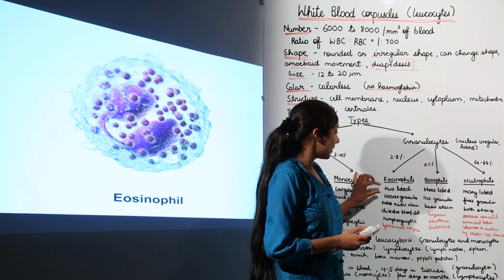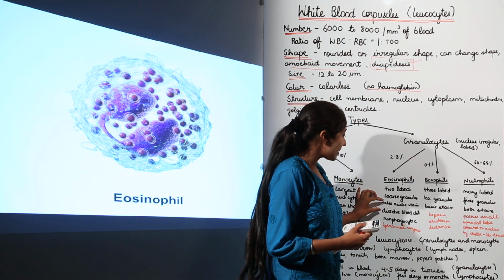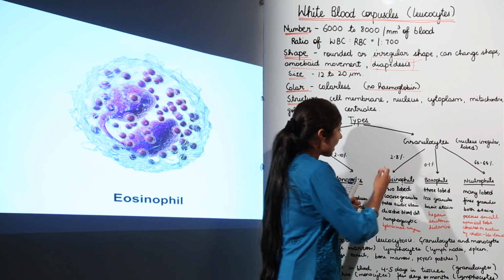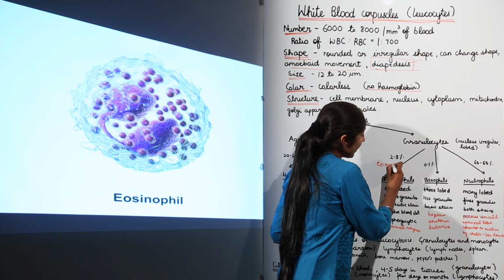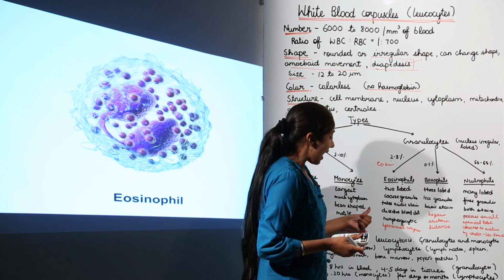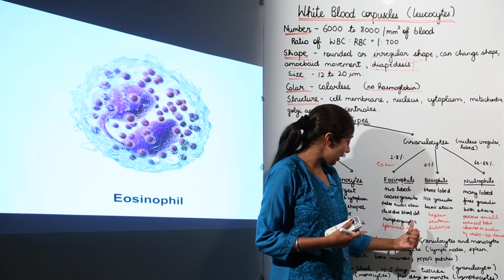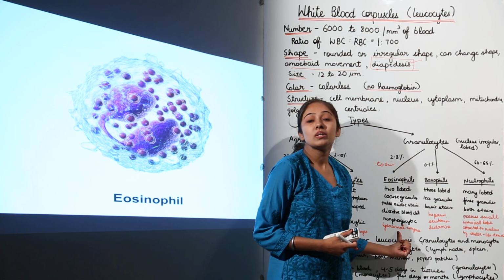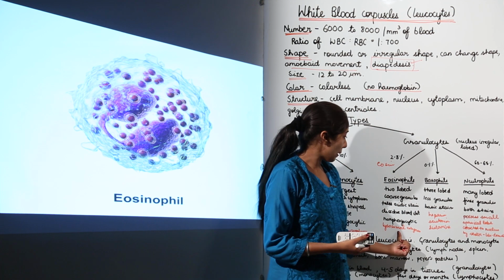They are two-lobed, they have coarse granules, and they take the acidic stain, that is eosin, hence their name eosinophils. They help in dissolving blood clots. They are non-phagocytic, and they also secrete lysosomal enzymes to kill bacteria.